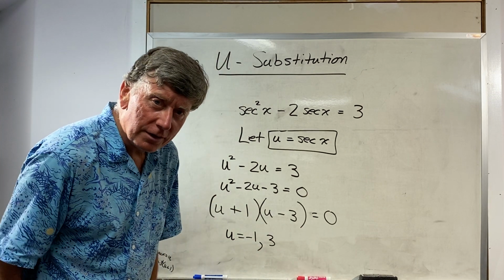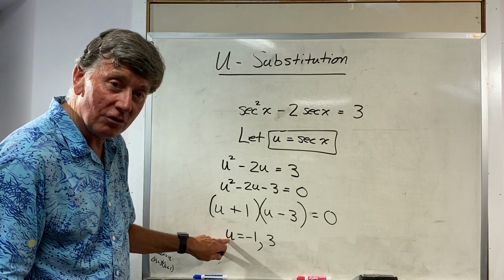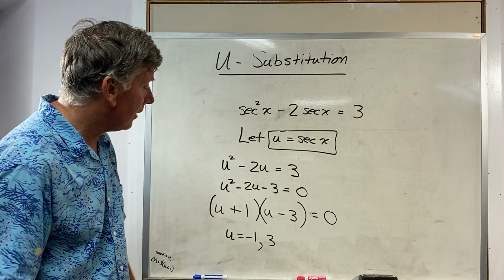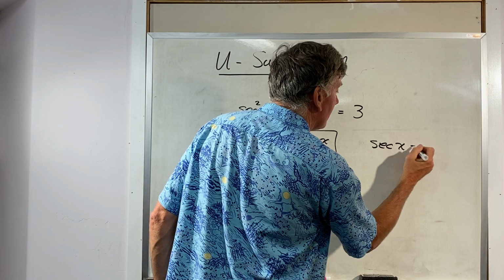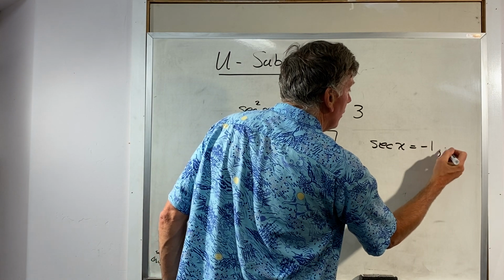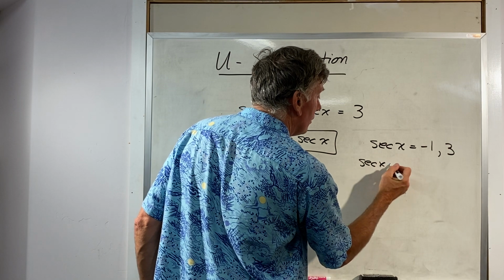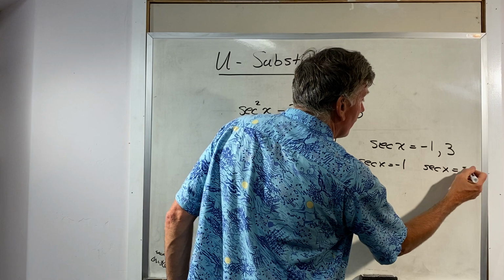Now this is where it is very critical that you not stop here, because you've got to go back and translate, well, what was u? U is the secant of x. So what I now know is that the secant of x is equal to either -1 or 3. So I have two cases: secant of x equals -1, or the secant of x equals 3.